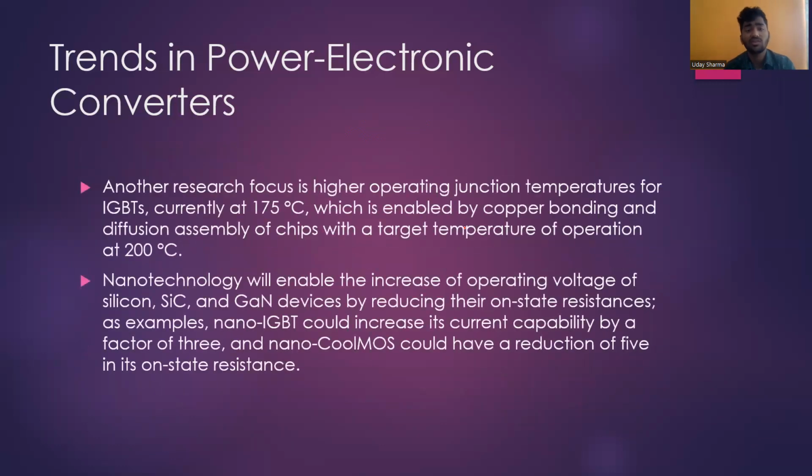And the research focuses on higher operating junction temperatures for IGBTs. Currently at 175 degrees Celsius, which is enabled by copper bonding and the diffusion assembly of chips, the target temperature of operation is 200 degrees Celsius.